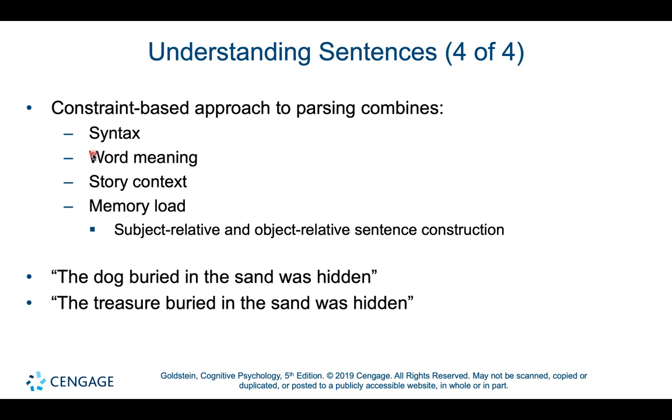And so we have a sort of combination way of understanding how to approach parsing these sentences. And one way that we do this is called a constraint-based approach. It says that we use syntax, word meaning, sort of broader story context, as well as how much of a memory load we can keep in mind all at once in order to understand how to parse sentences.